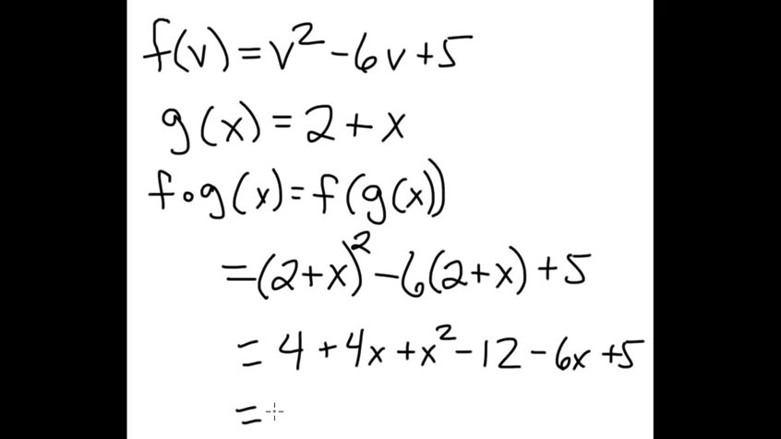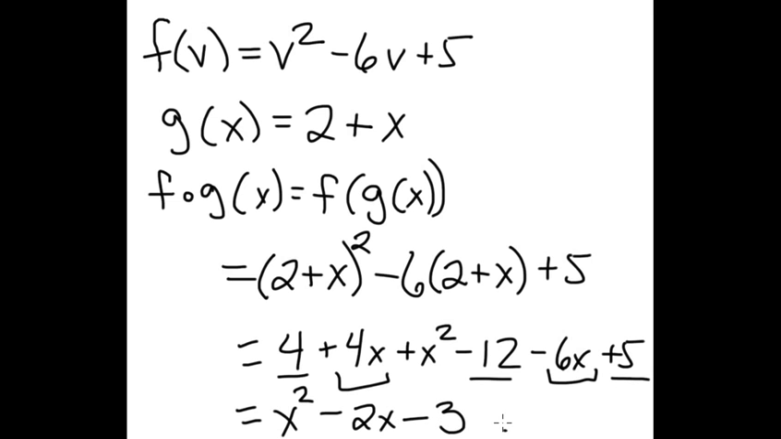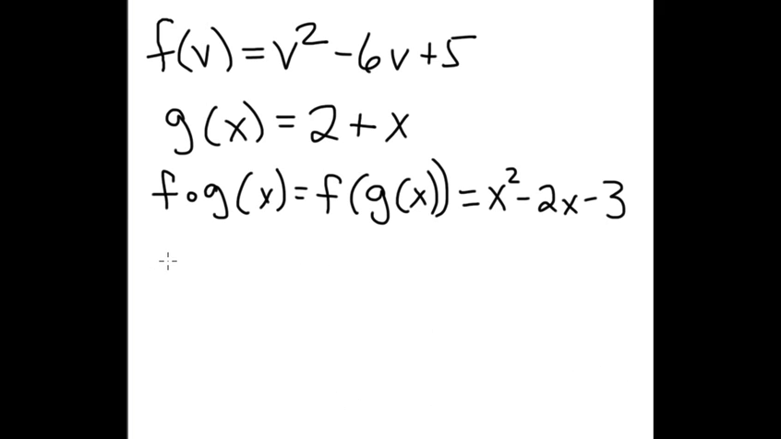You can combine your terms. You get x squared. Now I'm going to combine these two x terms. I'm going to have minus 2x, and then I'm going to combine my three integer terms. I have negative 12 plus 4 is negative 8 plus 5 is negative 3. So it's important to realize that in almost all cases, the reverse composite function is not the same thing.